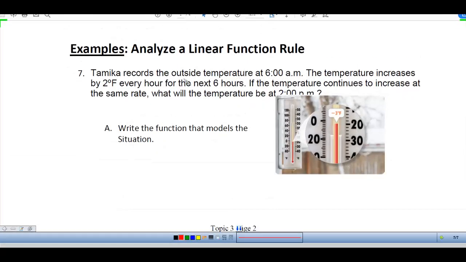Okay, taking a look at the story problem here as we analyze the linear function rule. So Tamika records the outside temperature at 6 a.m. The temperature increases by 2 degrees every hour for the next 6 hours. If the temperature continues to increase at the same rate, what will the temperature be at 2 p.m.? So first off, we have a change of 2 degrees every hour. That is a constant rate of change. So that just identified our slope.